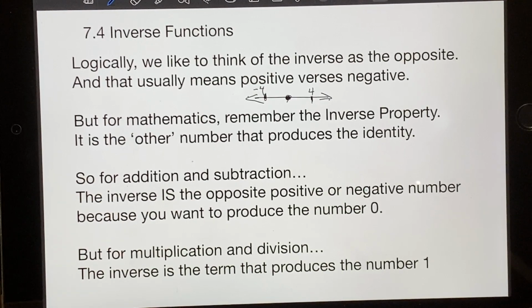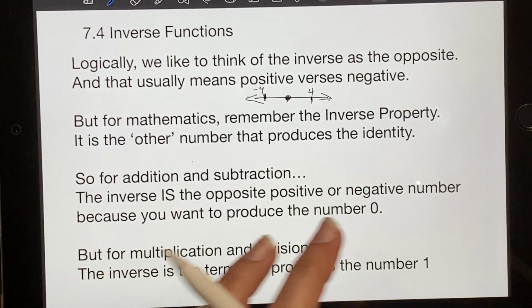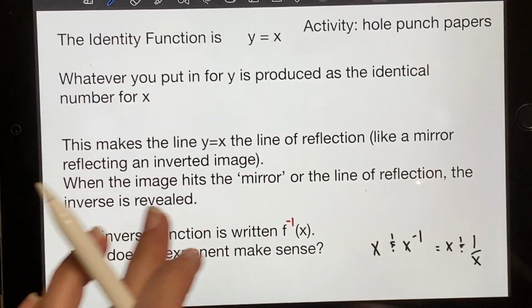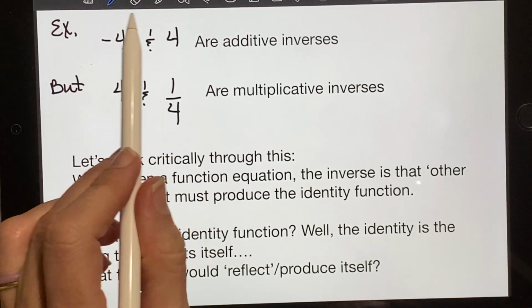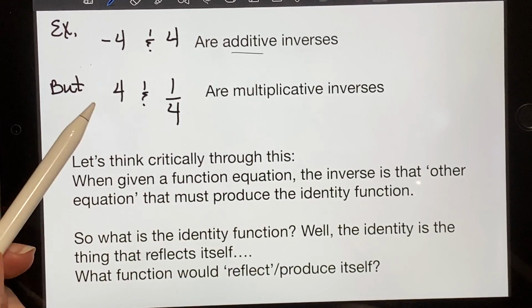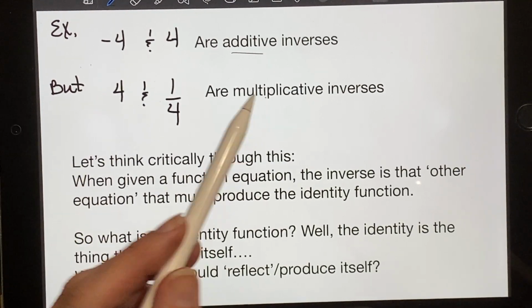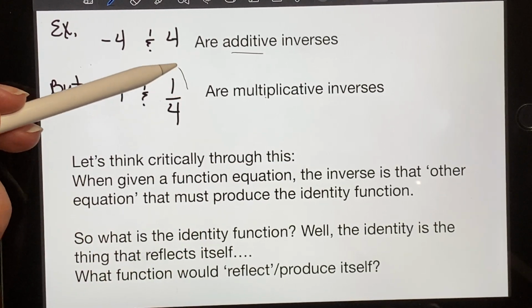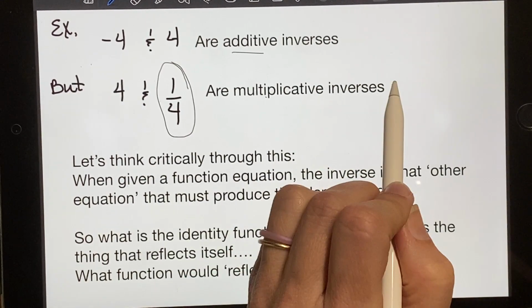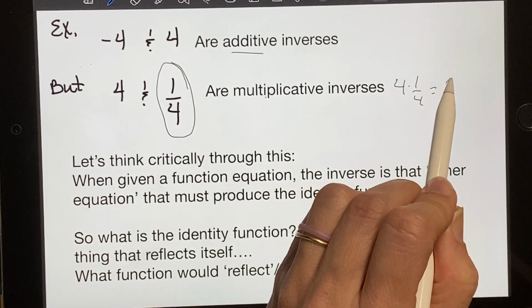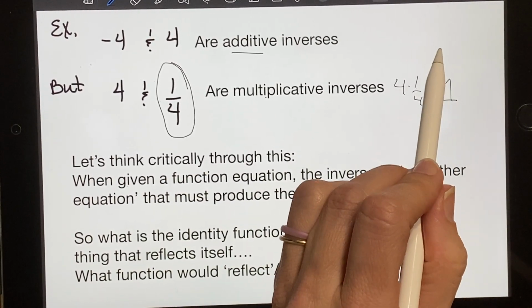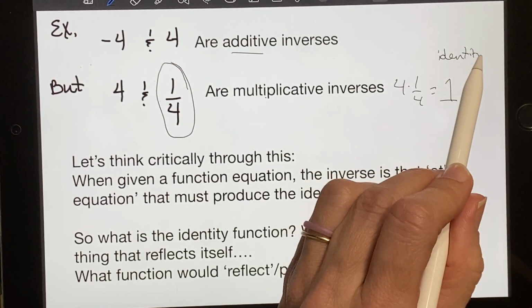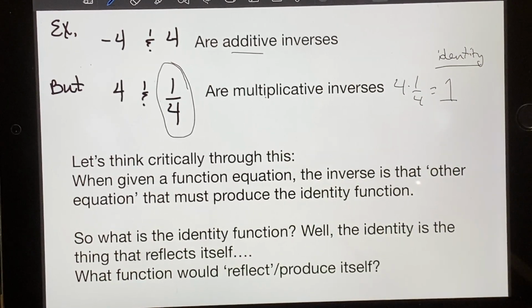For multiplication and division, that inverse was the term that produced the number 1. So if we have 4 again, in this case, negative 4 and 4 are our additive inverses. But then if I have 4 for my multiplicative one, I have to have 1/4, because 4 times 1/4 gives me the number 1. It doesn't change anything. So it gives me that identity, okay? And that's important to know where your identity is going to lie.